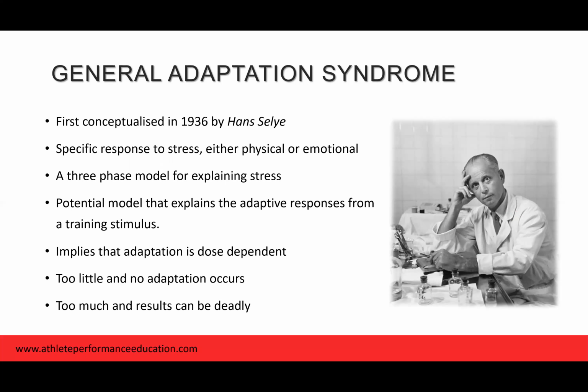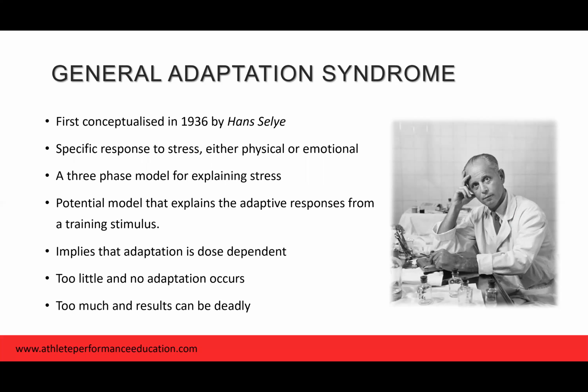The second phase is the resistance phase, and that's where the body is adapting or going through the adapting process to that stress. And then the third one is the exhaustion phase, and that exhaustion phase generally occurs when the stress has been too great and the body or the emotional state needs rest from that. We use this model as a potential model to explain the adaptive responses in training environments.